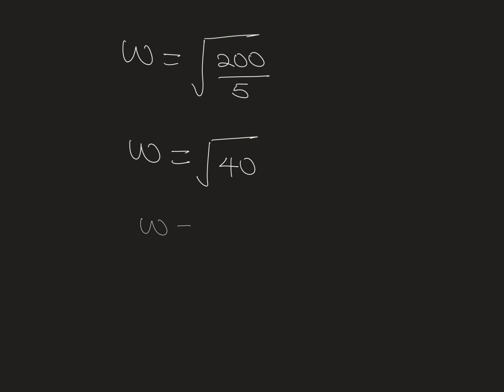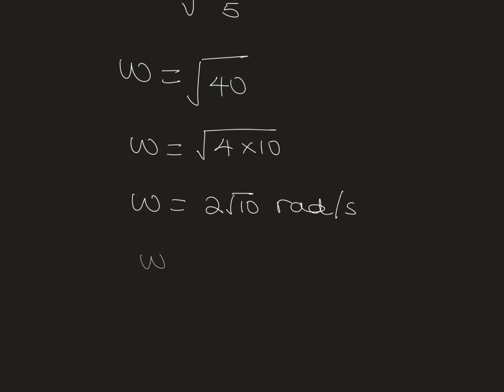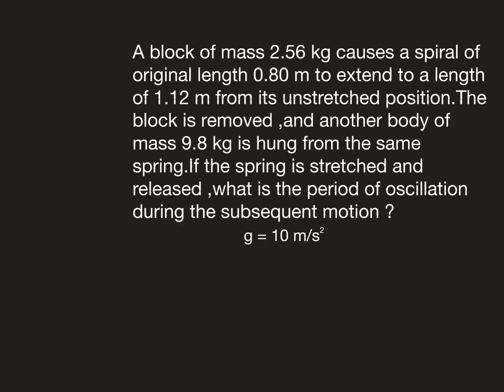So what is the square root of 40? We can express our answer in short if we want. The square root of 40 is the same as the square root of 4 times 10. The square root of 4 is 2, so that will be 2 root 10 radians per second. Or if we like, we can just give the answer as 6.32 radians per second.